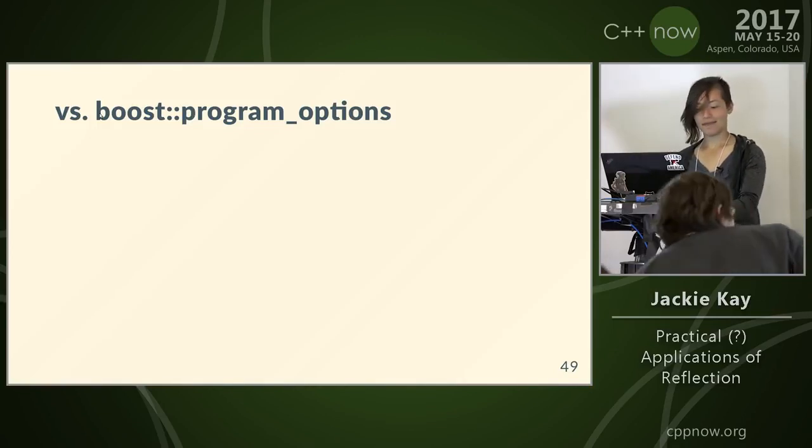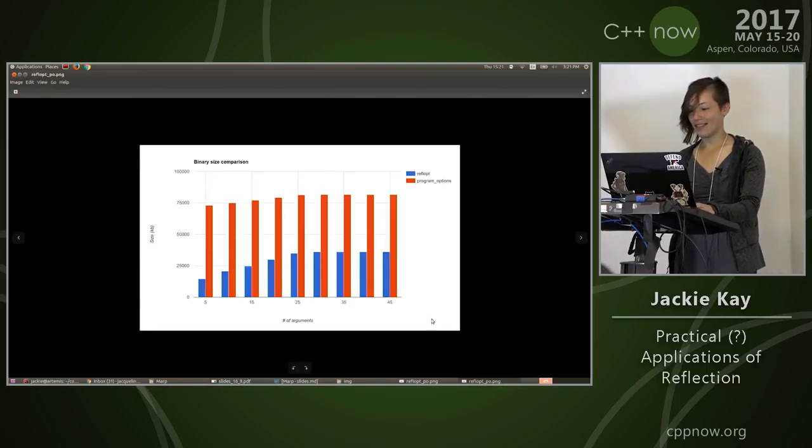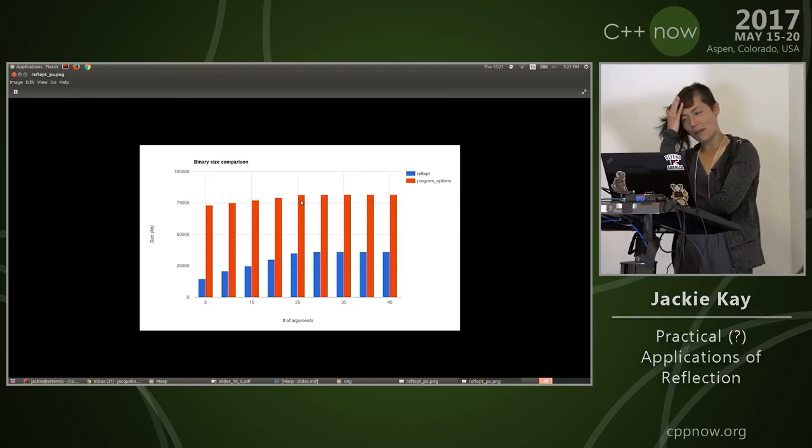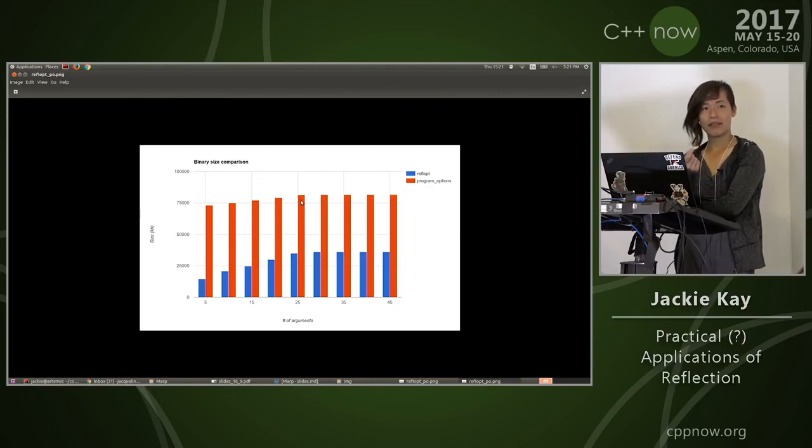Just one small question. You have an asymptote around 25 arguments. Ah, yes. Did you find out why? No, I didn't. Very weird. I was wondering about that because program options might level out because they might have a limit on the number of arguments, or they might start dynamically allocating stuff.